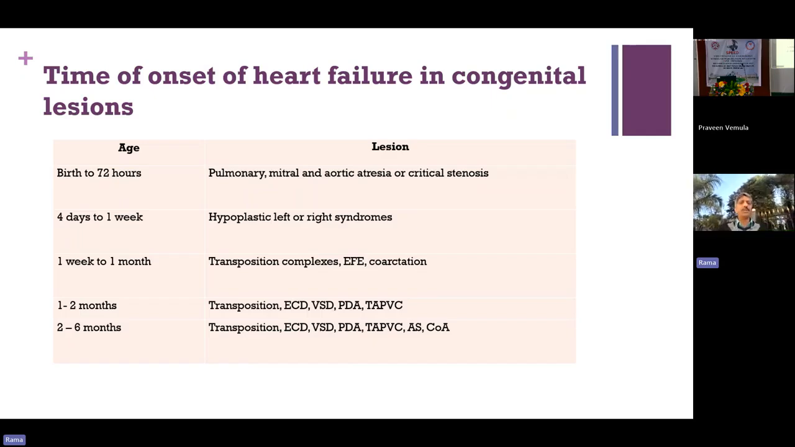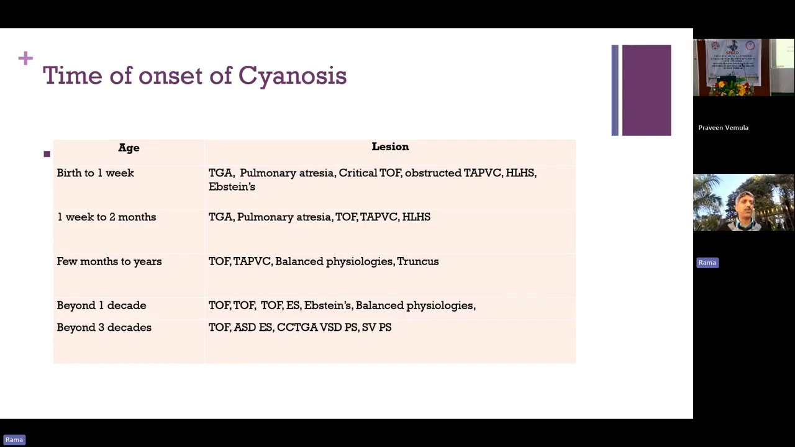One of the important things, we all know this, is the timing of heart failure in congenital heart lesions. In cyanotic as well as acyanotic congenital heart disease, heart failure doesn't occur until about 6 weeks of life because the PVR is very high and there is no excess left to right shunt. This is very well known.